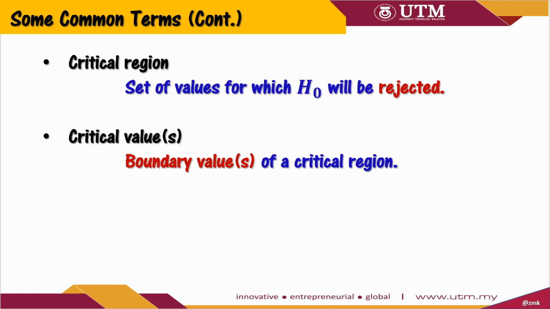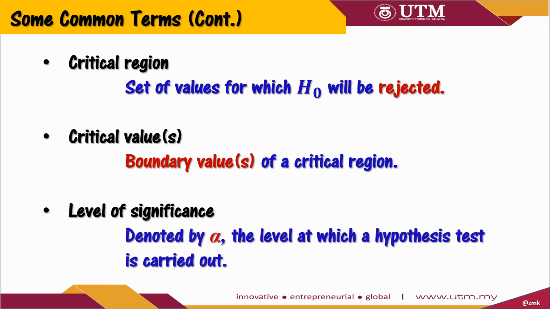Finally, the last common term that you should be familiar with is the level of significance. It is denoted by alpha. We are talking about the same alpha in Chapter 3 when we have a two-sided confidence interval. Now alpha has a name in this chapter, which is a level of significance or simply significance level. You need to specify at what level of significance you carry out a test of hypothesis. Your decision and conclusion may change at different level of significance.